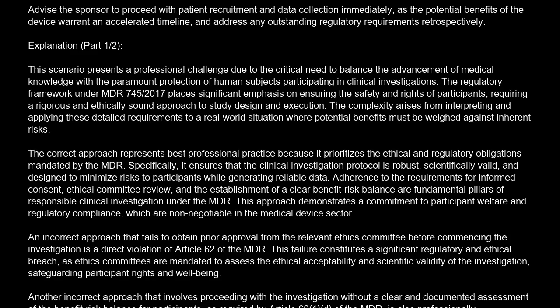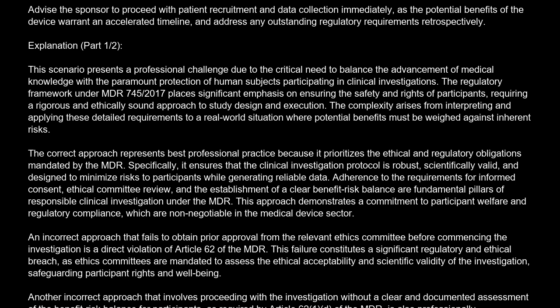The correct answer is A. Advise the sponsor to proceed with patient recruitment and data collection immediately, as the potential benefits of the device warrant an accelerated timeline, and address any outstanding regulatory requirements retrospectively. Explanation. This scenario presents a professional challenge due to the critical need to balance the advancement of medical knowledge with the paramount protection of human subjects participating in clinical investigations.